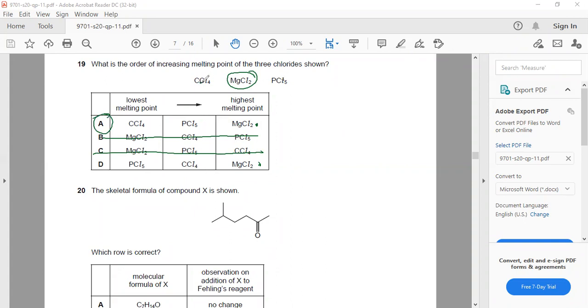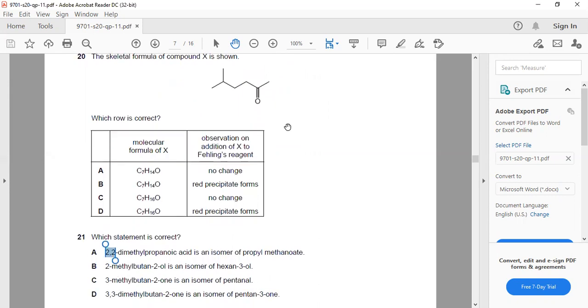They are both covalent, but this has a bigger molecule, so stronger van der Waals or London dispersion forces. Okay, and PCl5 is okay. 20 is correct.